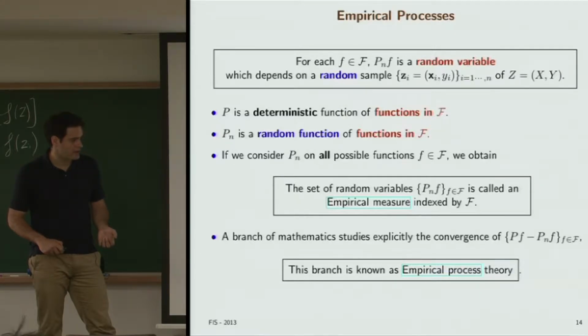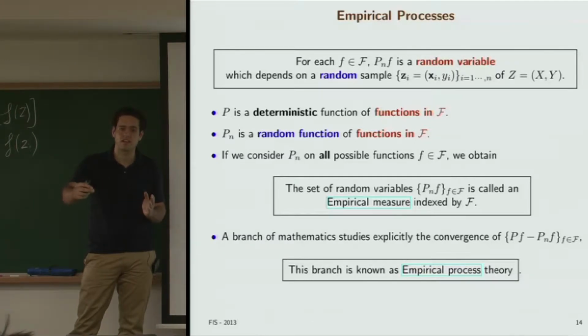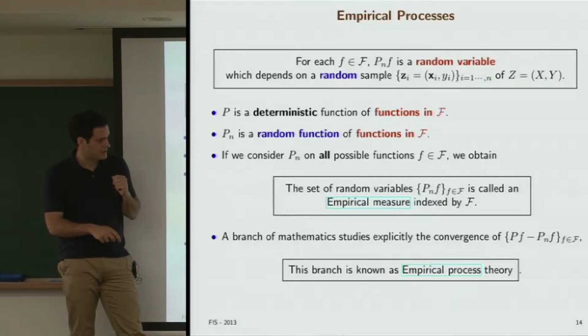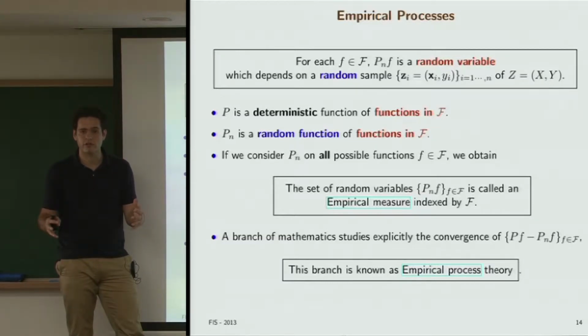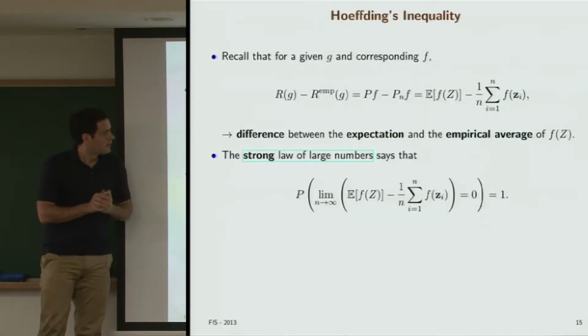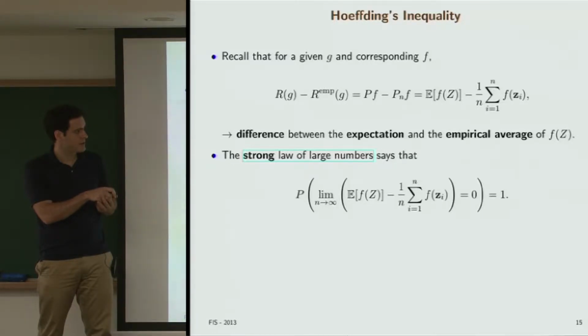The theory which tries to see how fast Pn of F converges to P of F as a function of the size n is called empirical process theory. But an important part is that we're not considering only the convergence on one particular function. We'll be considering the convergence over all functions. We will discuss later why this is important. Again, P of F minus Pn of F is just the true risk minus the empirical risk of a function G. It's just the expectation minus the empirical average.